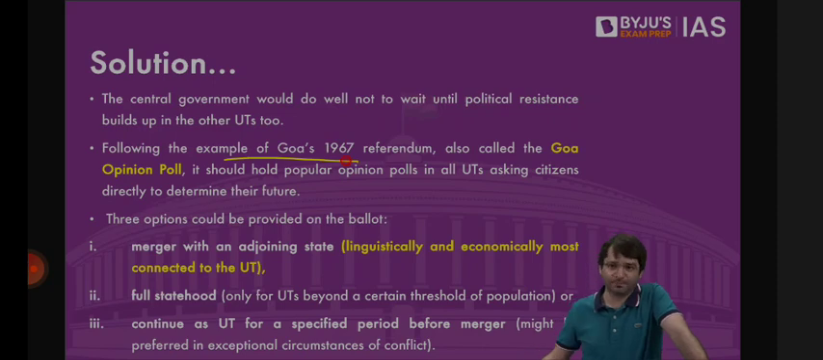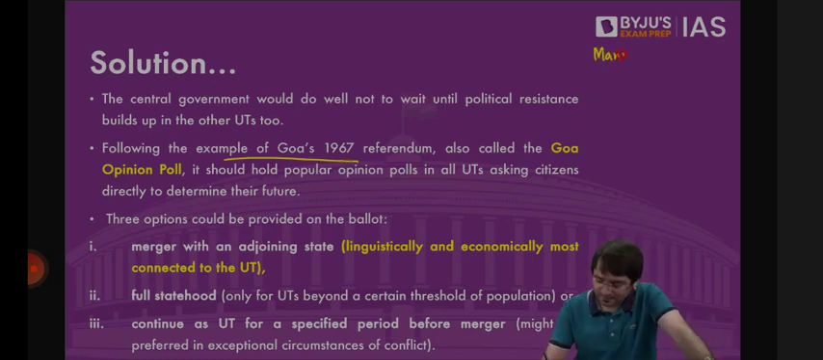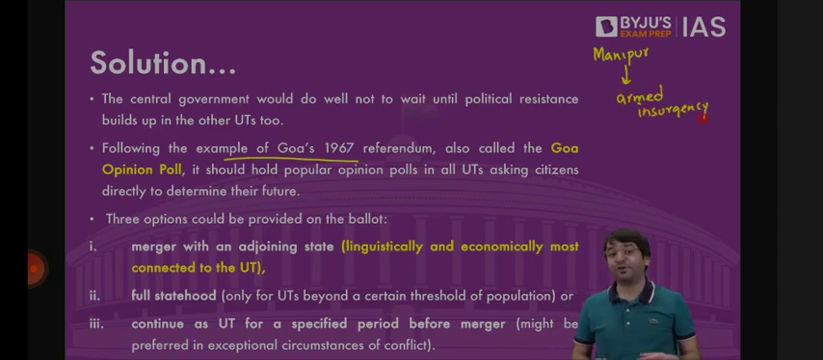Goa was a union territory. Now the people of Goa were given options. Either you merge with the neighboring state, which is Bombay, or you remain a separate state. An overwhelming majority of the people in Goa voted for a separate state. That is how Goa became a state. Manipur was a union territory. There was armed insurgency in Manipur, which forced the central government to convert Manipur from a union territory to statehood.